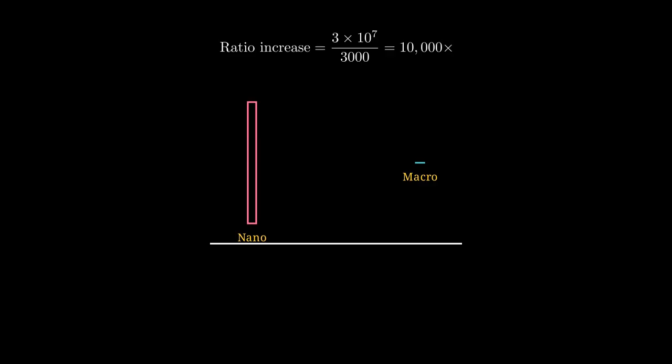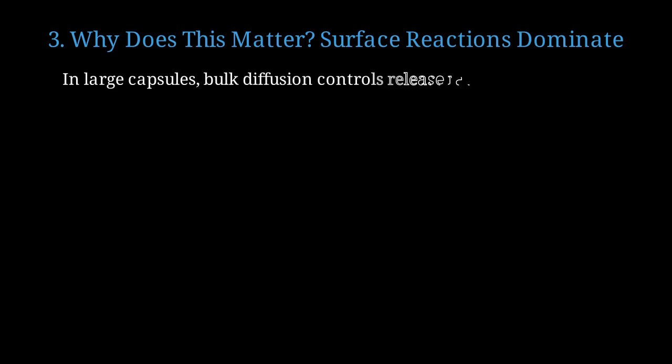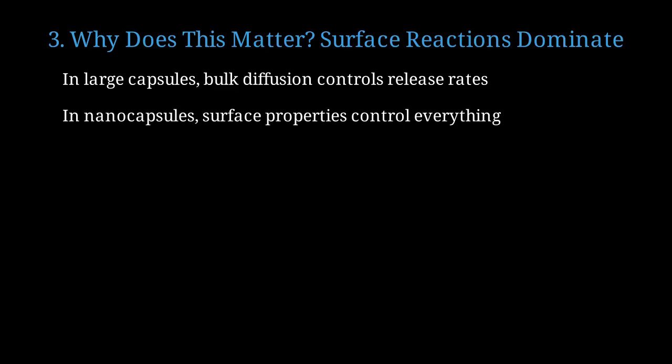This bar chart dramatically shows the difference. The nanocapsule's surface-to-volume ratio towers over the macroscopic capsule's ratio. So why does this huge surface-to-volume ratio change everything? Because surface reactions now dominate the behavior. In large capsules, the release of contents is controlled by bulk diffusion through the interior volume. But in nanocapsules, the surface properties control everything: binding, unbinding, and transport across the membrane.